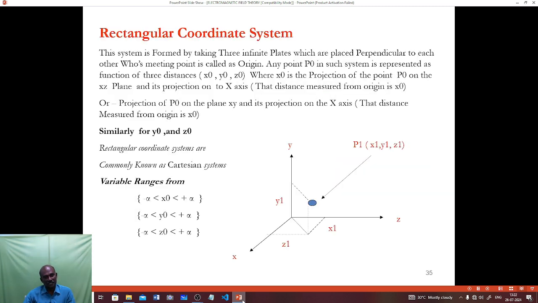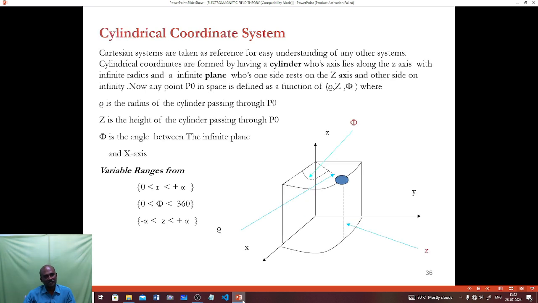In rectangular coordinates, we have x, y and z parameters. The limit of x is minus infinity to plus infinity. Similarly, y and z also range from minus infinity to plus infinity. In the cylindrical coordinate system, we have the parameters rho, phi and z. Rho ranges from 0 to infinity, phi is 0 to 360 degrees, that is 0 to 2 pi. And z, the height of the cylinder, is minus infinity to plus infinity.